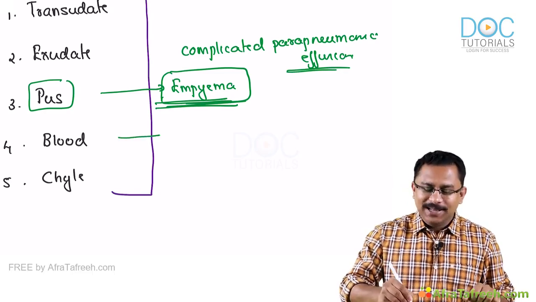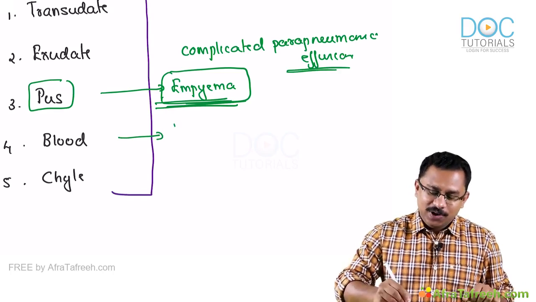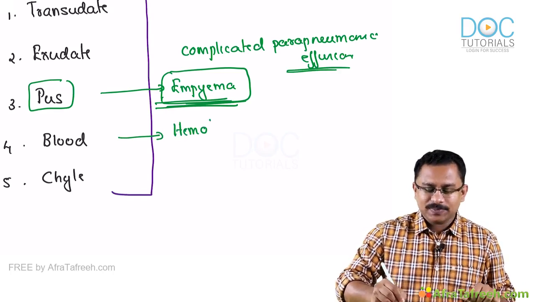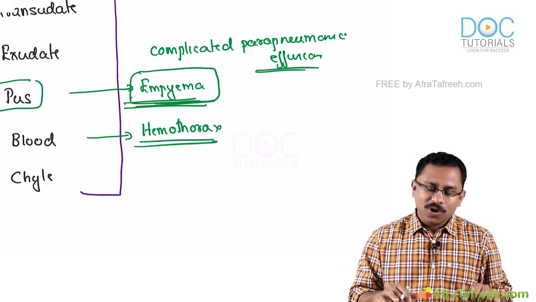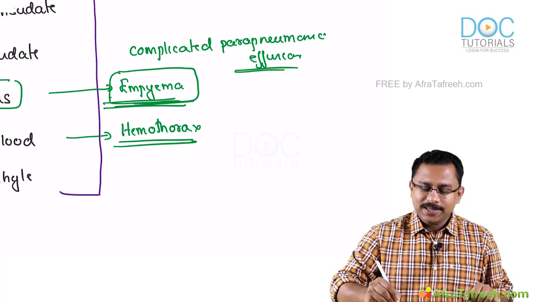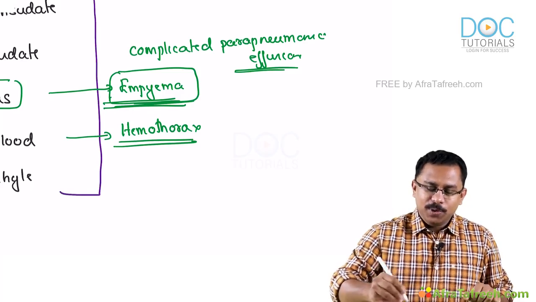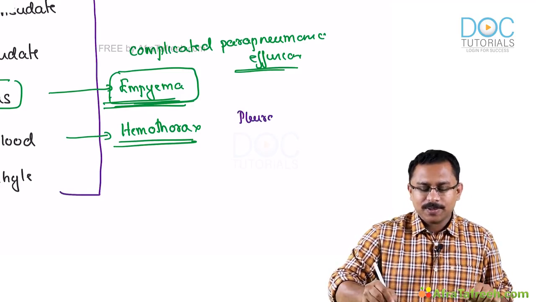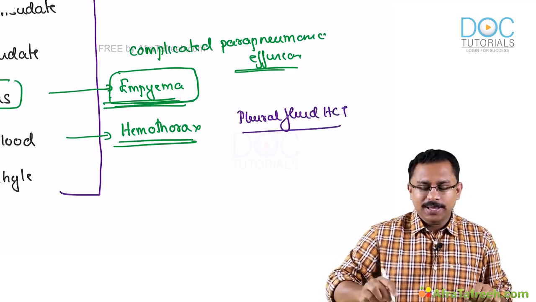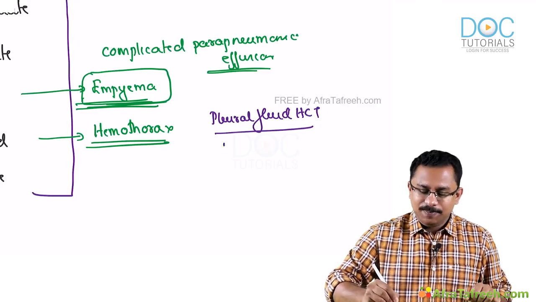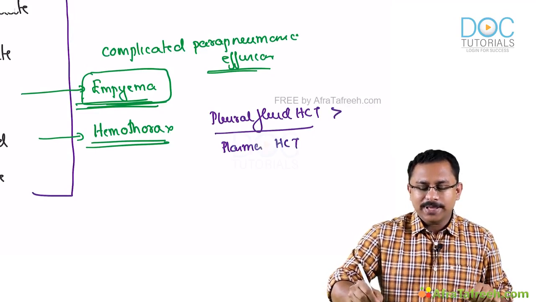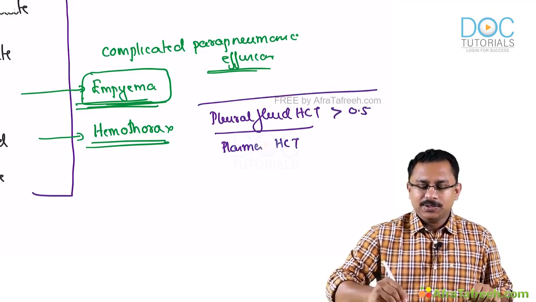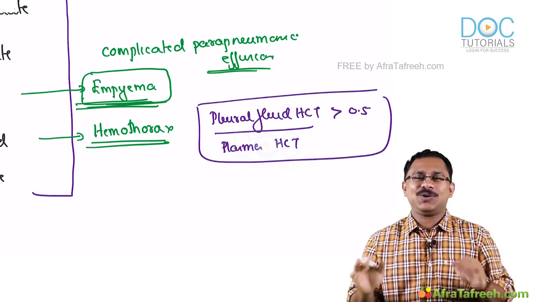You can have blood in the pleural cavity, that is called hemothorax. And when do you call it a hemothorax? You call it a hemothorax when the ratio between the pleural fluid hematocrit to the plasma hematocrit or the blood hematocrit is more than 0.5. So that is when you call it a hemothorax.